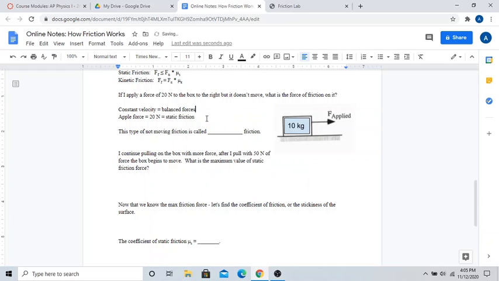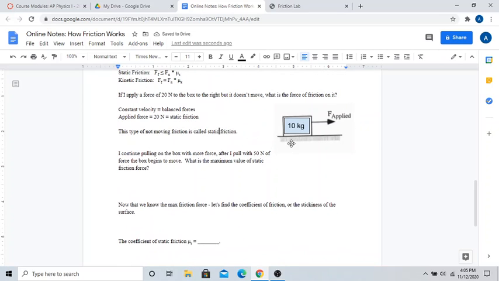I apologize, my spelling is not great today, but what we're seeing here is the idea that with friction you always need to follow the rules. It's not suddenly coming up with new rules we haven't seen before. We're still following the same rules we talked about. If it's going at constant velocity or not moving, then the forces are balanced. And again, this type of not moving friction is referred to as static friction.